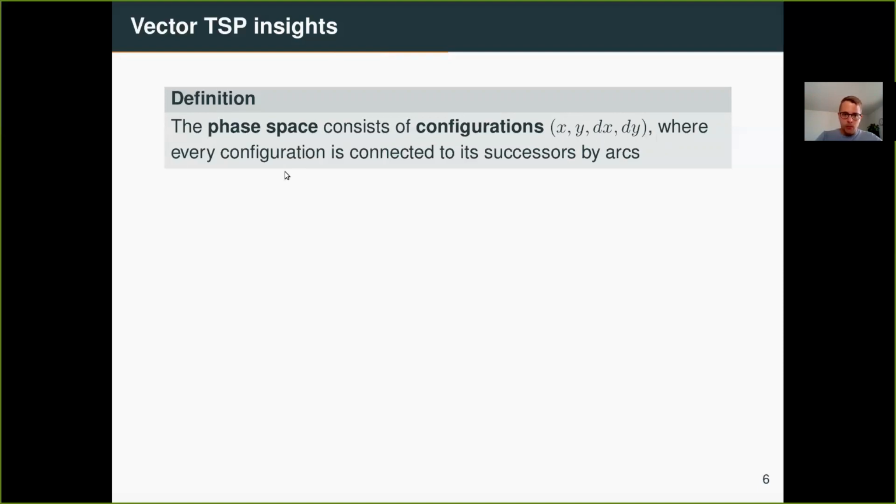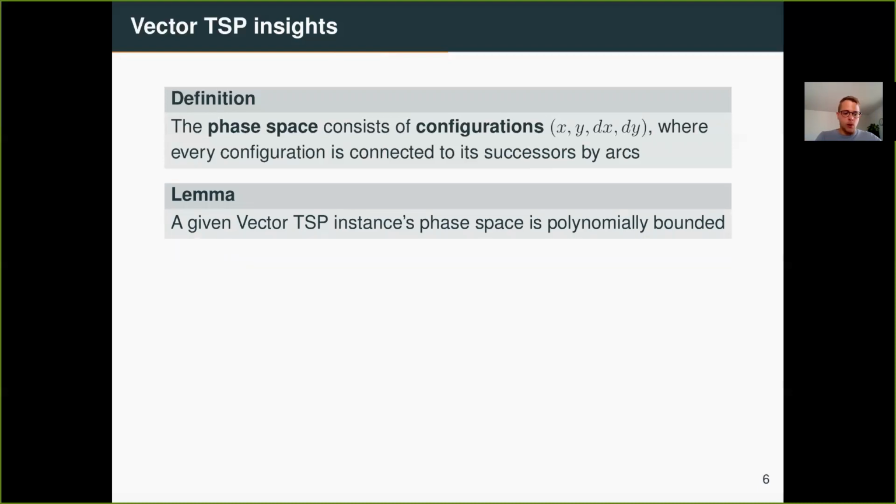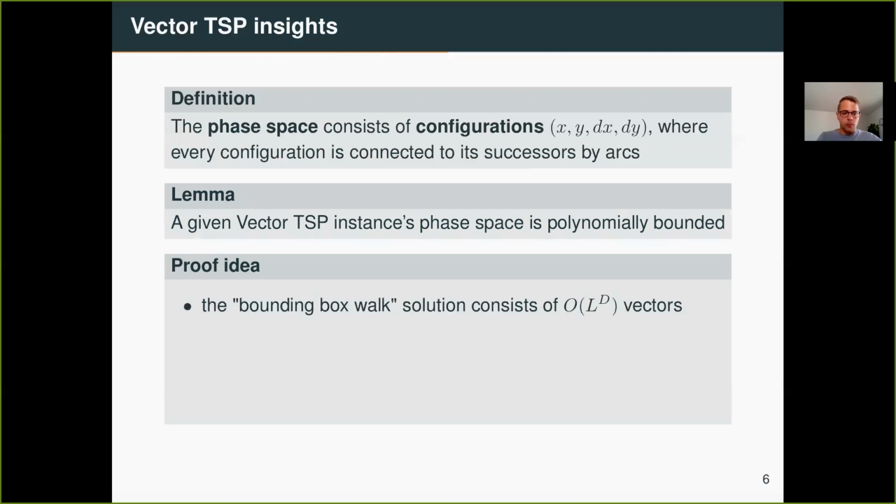And so these configurations are actually connected to their successors by arcs. And as we have seen before, you have 9 choices at every round. So you have 9 successors to which you connect by arcs. So our little lemma here says that the phase space for a given VectorTSP instance is in fact polynomially bounded. And here's the proof idea.